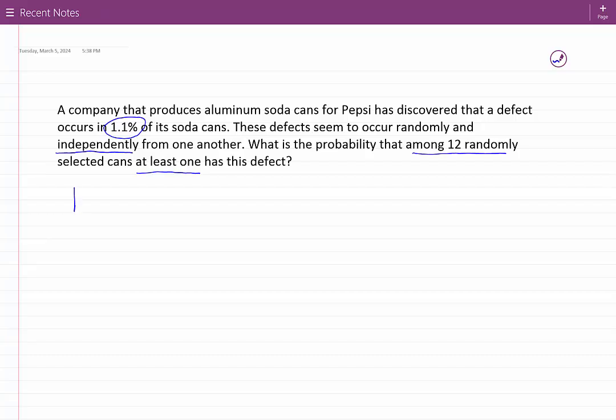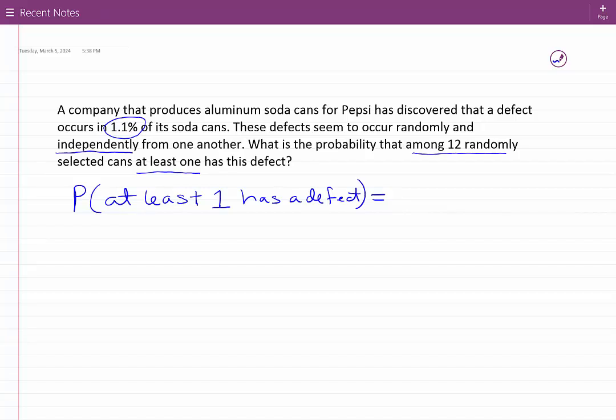So we're looking for the probability that at least one, right? So at least one has a defect. And this is, of course, among 12 cans that are selected. Well, we have this nice relationship that we can always use. If I try to figure out the probability of at least one having a defect, that's difficult because there are lots of ways that can happen. You could have one can out of all 12 have a defect, and that counts as having at least one with a defect. You could also have 2 cans, 3 cans out of 12, 4 cans out of 12, all the way up to the scenario where all of the cans you select have defects, right?